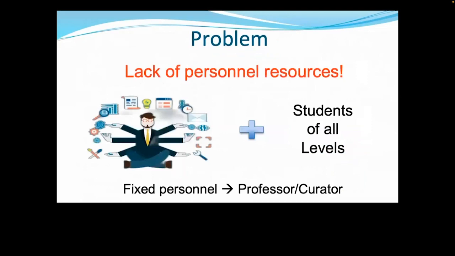One of the problems of the collection, so that this process has not progressed, is the lack of personnel resources. The collection only has one fixed staff member, the professor curator, and the laboratory feeds on the work of the professor and that of the students of all levels who enter the laboratory to develop their final projects, dissertations, and theses.